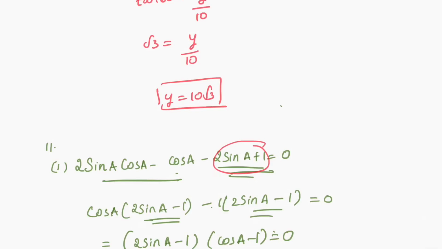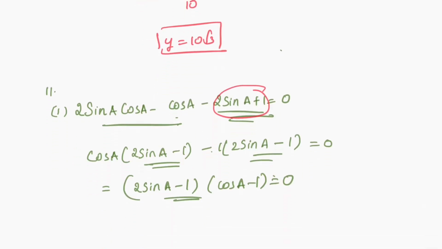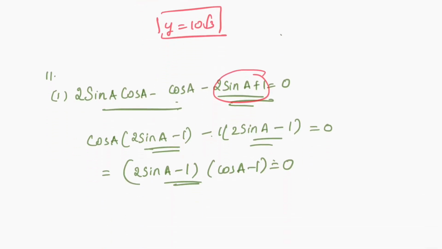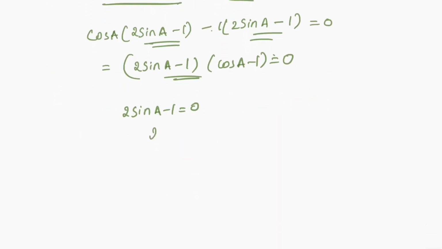Now we got it similar to the previous ones we have done. Now I can take this: 2 sin A minus 1 equal to 0 gives you 2 sin A equals 1. Sin A is equal to 1 by 2. Sin A is equal to sin 30. A is equal to 30 degree.